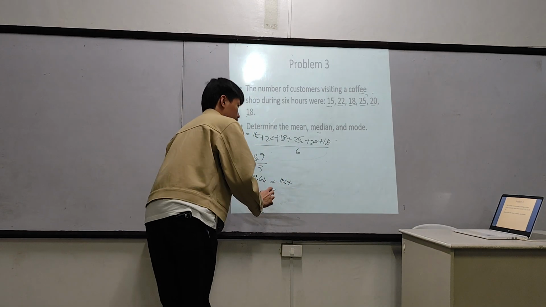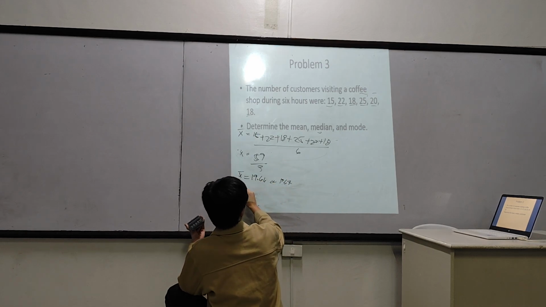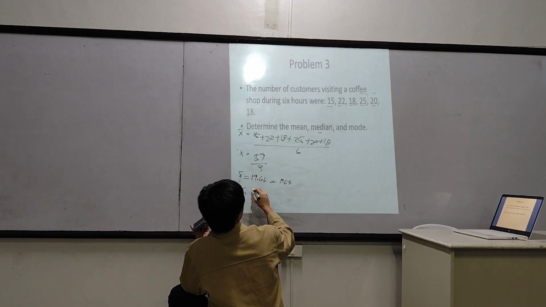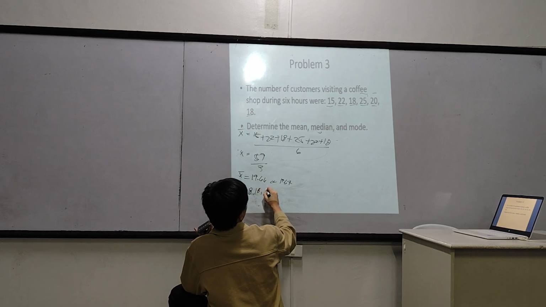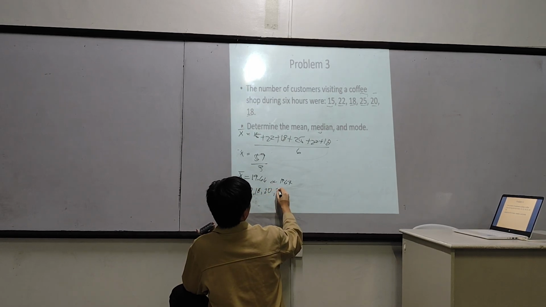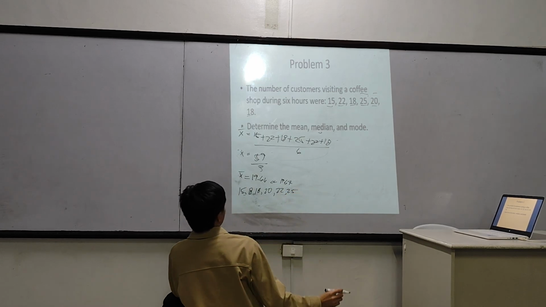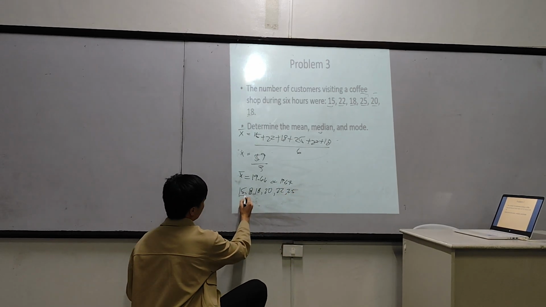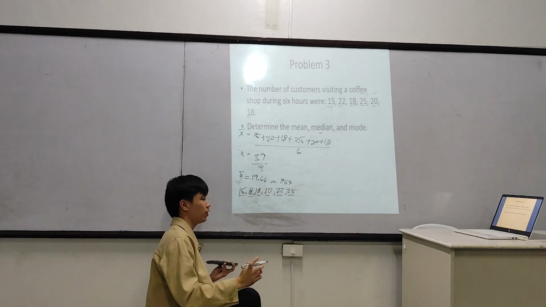To find the median, let's arrange it in order again. So 15, next is 18, 18, 20, 22, 25. As we can see here, there are 1, 2, 3, 4, 5, and 6. Six is an even number.